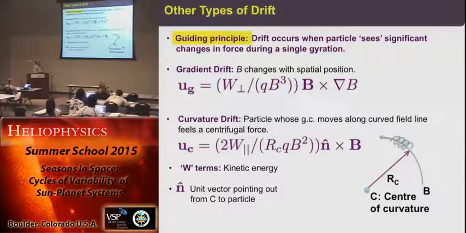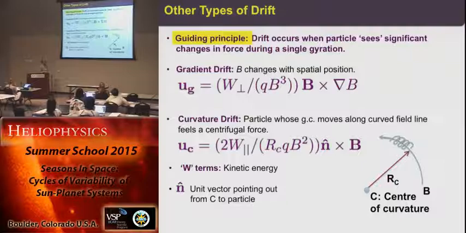Okay? So another kind of drift, which is related to this one, is related to a particle which is moving back and forth along a magnetic field line. And this is a cartoon of a field line showing us the radius of curvature of the field line with respect to C, some instantaneous center of curvature of the path that the guiding center of the particle is taking. So if we follow that particle in its guiding center frame, where the guiding center is stationary, then that particle will be subjected to a centrifugal force pointing along this vector RC, away from the center of curvature of the path, out through the particle position.